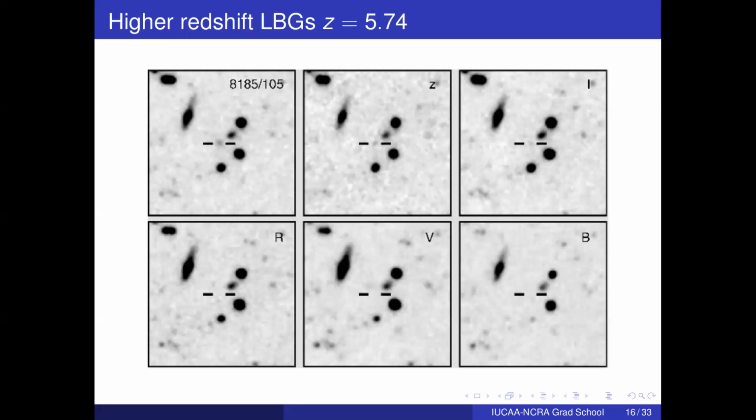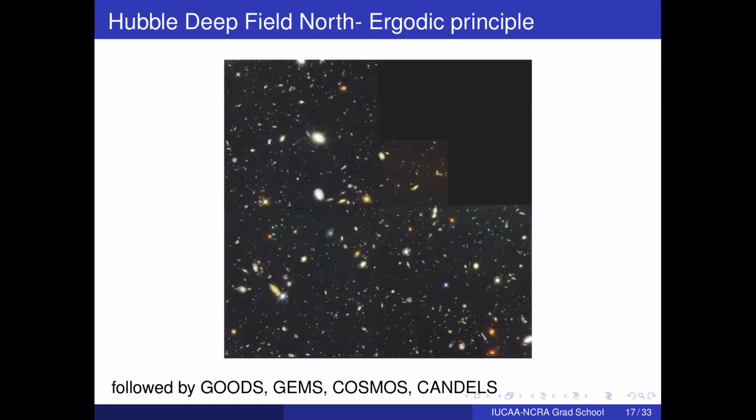But we can go in the other direction, no problem. We can go and find Lyman break galaxies at redshift 6 if you want. So these are U dropouts, of course, but also B dropouts, V dropouts, R dropouts, I dropouts. In Z, you can begin to see something. And once you go into the near infrared, in J band, H band, K band, you can see the galaxy, but you can't see it in any optical band. It's a high redshift Lyman break galaxy at redshift 5.74.